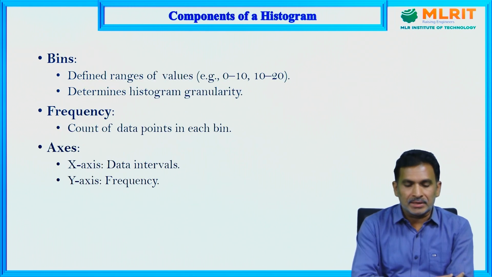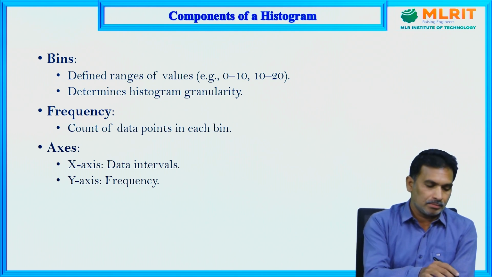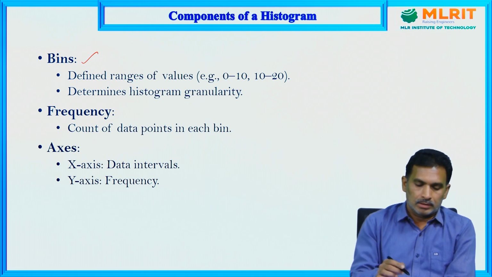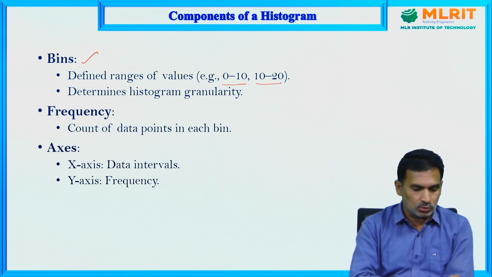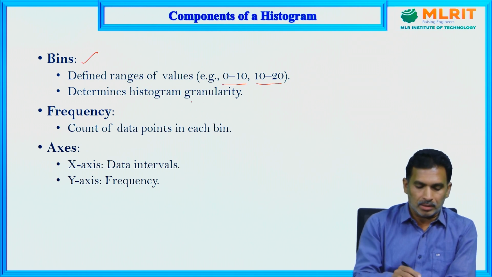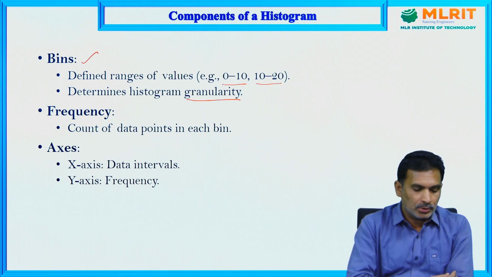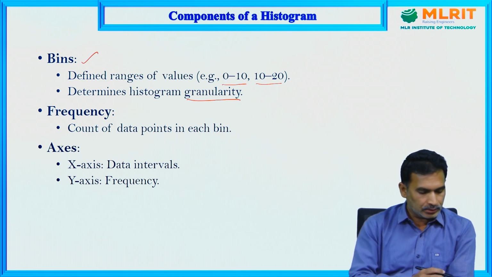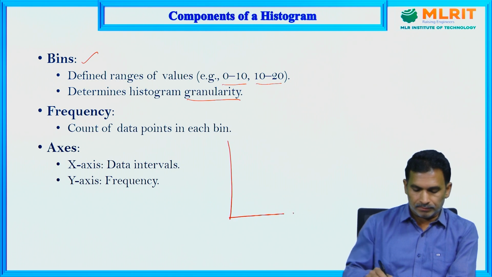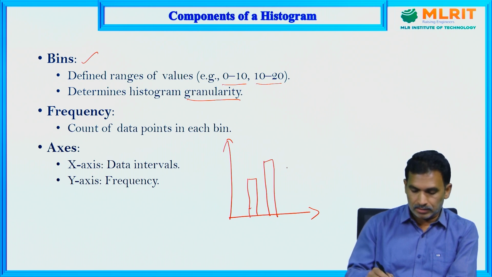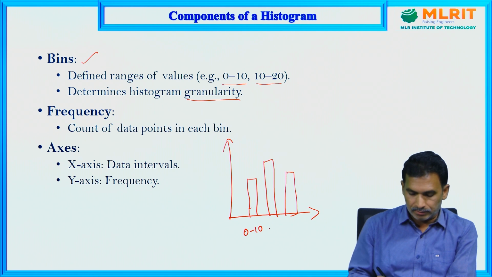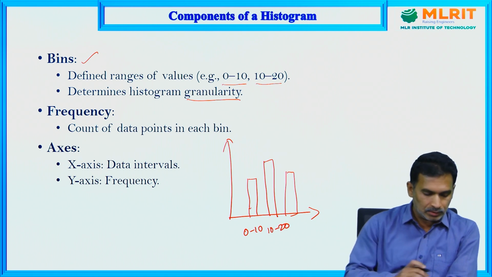And if you see the main components of a histogram, there are basically three components: bins or buckets, frequency, and axes. Bins are mainly used to define the range of values, for example 0 to 10 and 10 to 20, and these are two different ranges. These bins also determine the histogram granularity, the level of detail. Another component is frequency, which is mainly used to count the data points in each bin. The third component is axes. If you take a simple example, the histograms are rectangle shapes like this. The x-axis denotes the intervals, for example 0 to 10 is one interval, then 10 to 20 is another interval. Similarly, the y-axis denotes the frequency.